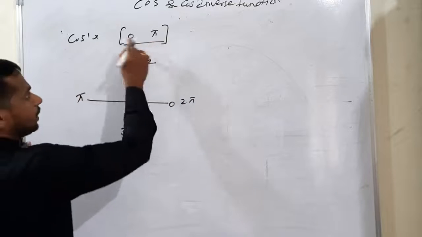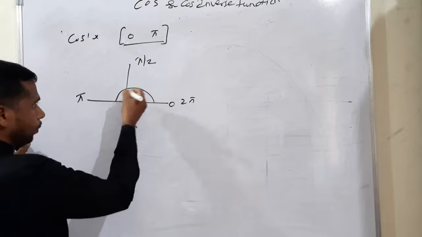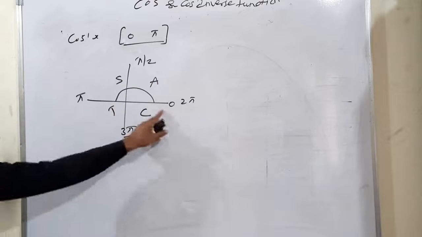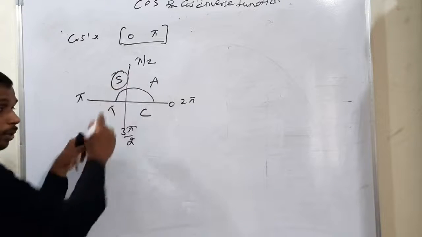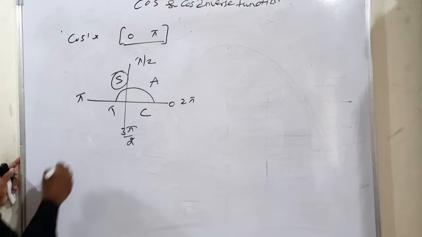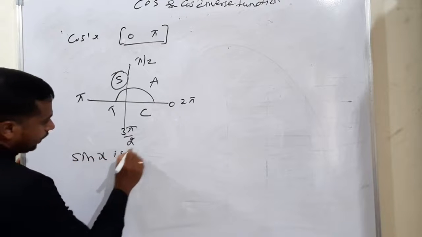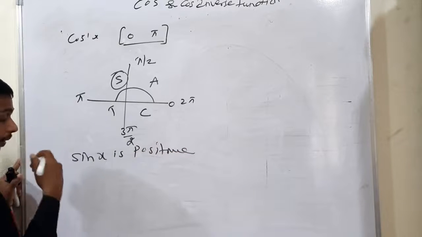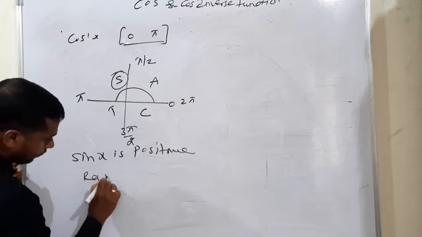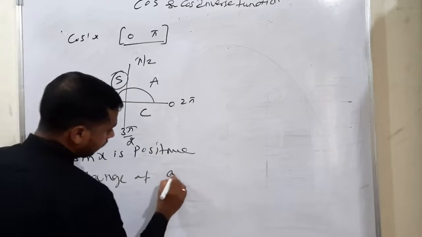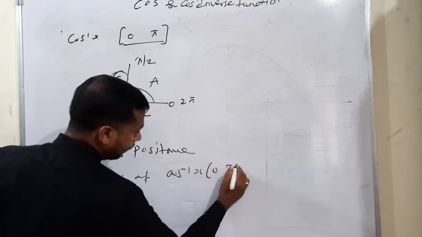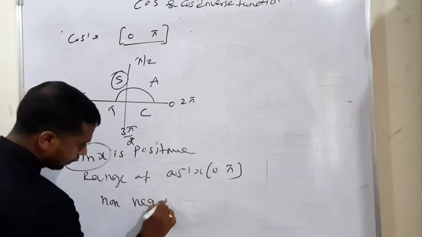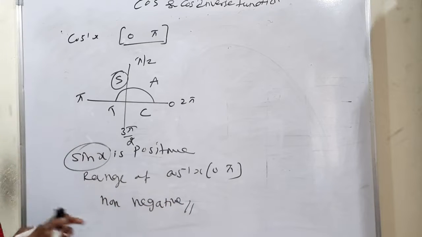So the condition for cos inverse x is 0 to pi. It moves on from 0 to pi according to the unit circle values. So 0 to pi means a restricted domain, and definitely we can say sin is positive there. Therefore we can say sin x is positive when the range of cos inverse x is 0 to pi, or we can say sin x is non-negative. This is one of the important points. Okay, one more question is possible.